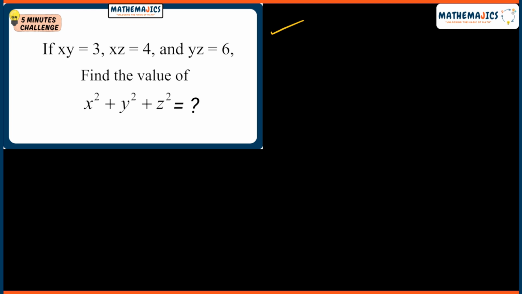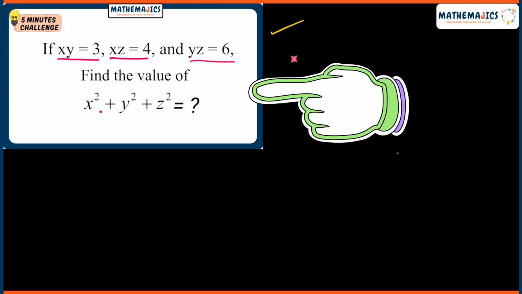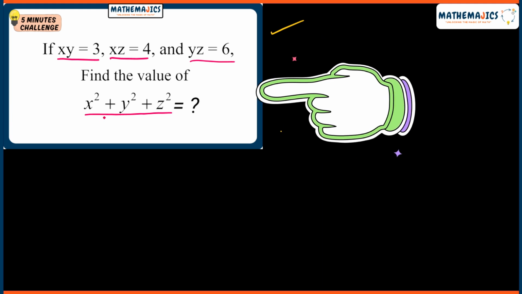So we are given certain equations like this: xy is equal to 3, xz is equal to 4, and yz is equal to 6. And we need to find the value of x square plus y square plus z square.